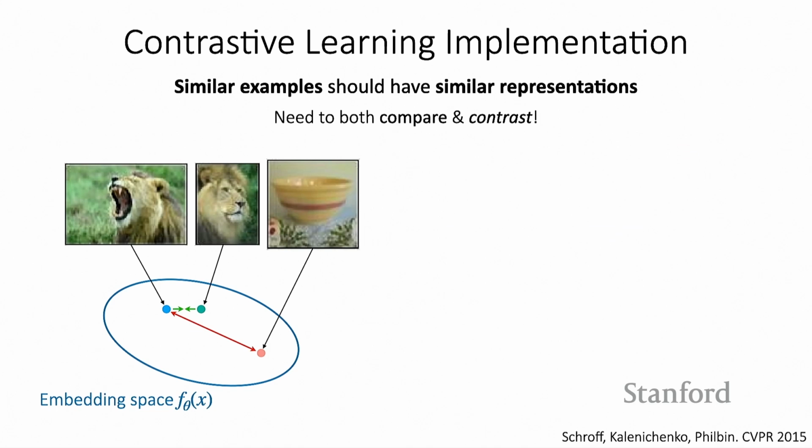Another thing that we talked about is it's not good enough to just take things that are similar and push their representations together, because then we end up with this degeneracy where everything gets the same representation. So we actually need to contrast things too, and that's how we get this wonderful name, contrastive learning.